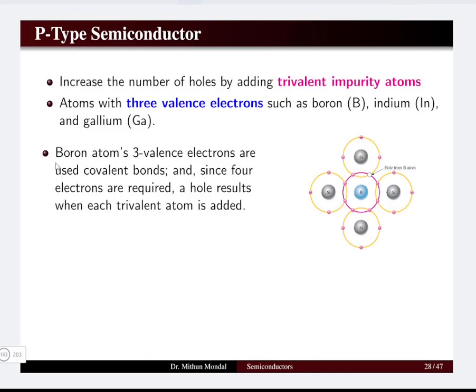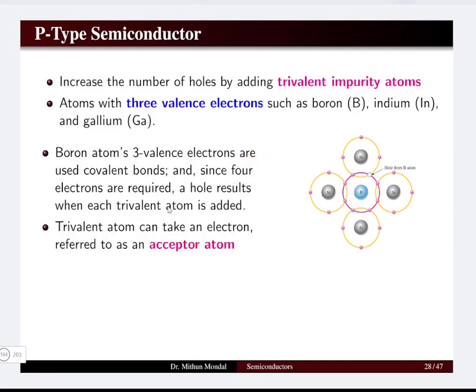Now boron will have 3 valence electrons and silicon will have 4 valence electrons. So the 4 valence electrons of silicon and 3 valence electrons of boron. It means that there is one hole formation when this trivalent atom is added. So the remaining 3 electrons will form the covalent bond, but the 4th electron will result in the formation of one hole, which results in hole generation in the valence band.